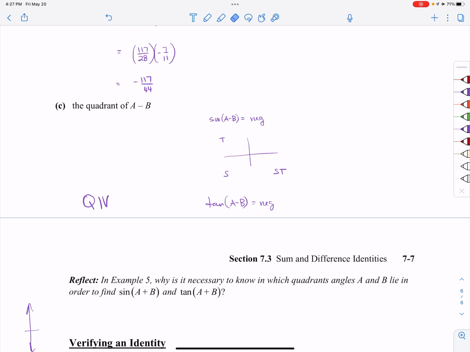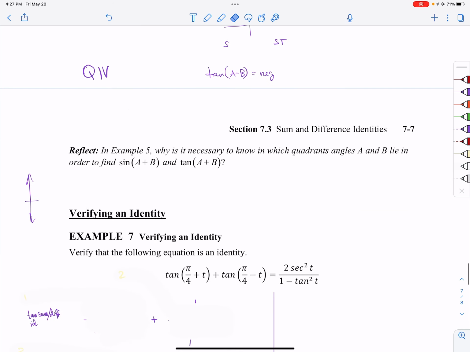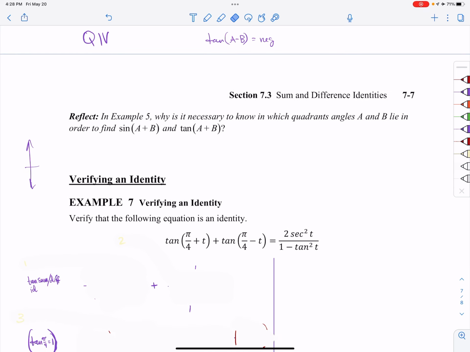All right, now I do want to look real quick at the reflection question. It says, in example 5, why is it necessary to know which quadrant angle A and angle B lie in order to find the sine of A plus B and the tangent of A plus B? We need to know the quadrants because our pluses and minuses can be misplaced if we don't know where those are. So that's the main reason for that.